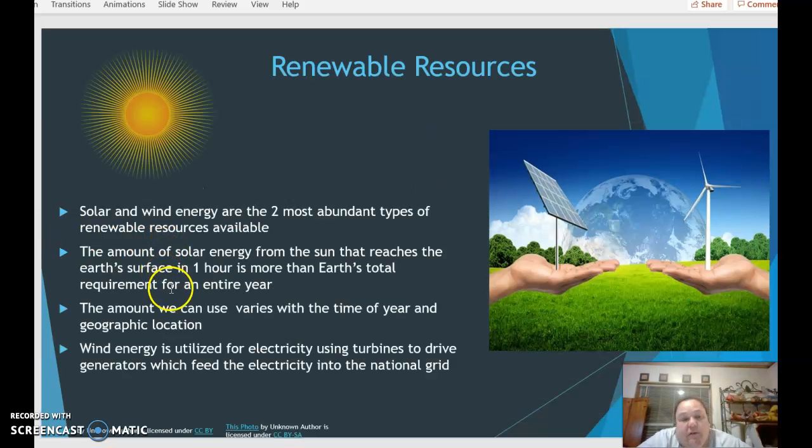Renewable resources, there are 5 of them. Solar and wind energy, they're the two most abundant types. Solar energy comes from the sun. Of course, the wind energy comes from air. The amount that we can use varies with the time of year and the geographic location. Wind energy is utilized for electricity using turbines to drive generators that feed the electricity into the national grid.